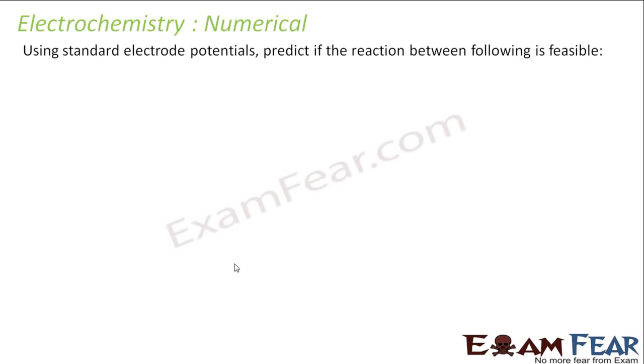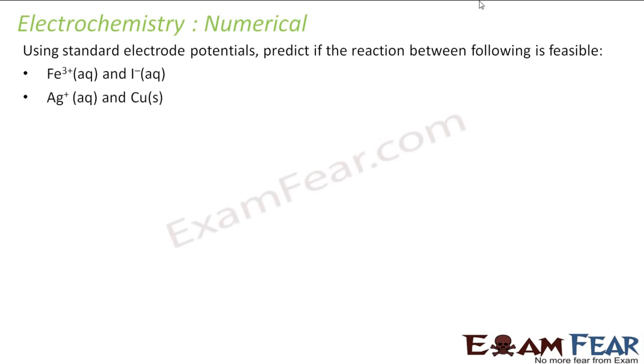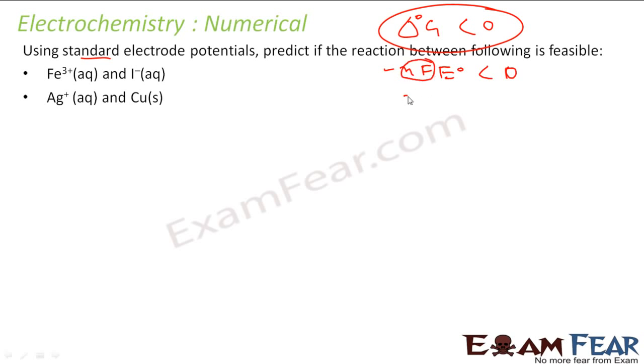Using the standard electrode potential, predict if the reaction is feasible. See, the reaction is feasible if my Gibbs free energy is negative. And since I'm talking about standard, G0 is negative. If that is negative, that means my reaction is feasible. And this is nothing but minus nFE0 less than 0. These are all constant, right? They are all positive values. That means if E0 is greater than 0, my reaction is feasible, because there's a minus here and there's a less than sign here, right?